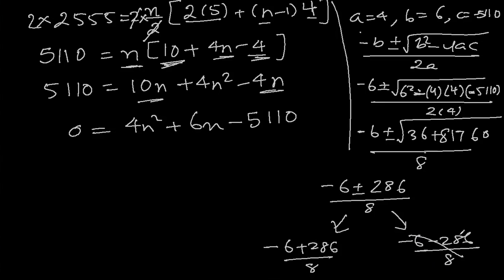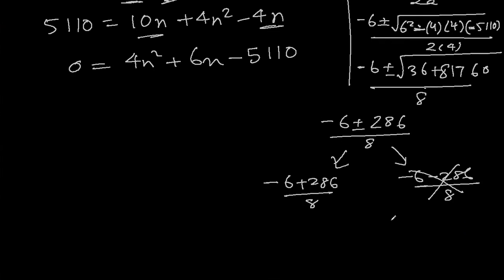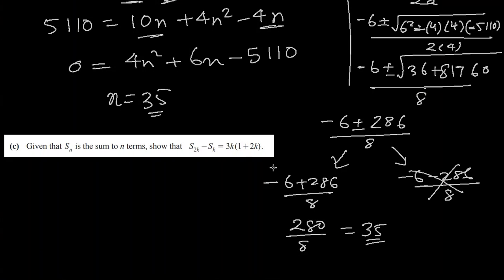We know this will be negative, so negative we will not accept. Let's talk about the positive. Without the negative, it will be 280 divided by 8, which is 35. So this gives us n equal to 35. We have one more part of this.